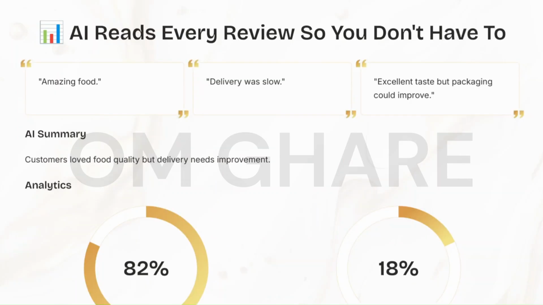The second AI-powered feature is the AI Review Analyzer. Restaurants often receive hundreds or thousands of customer reviews. Although these reviews contain valuable information, it is almost impossible for restaurant owners to manually read every single review and identify the common trends. To solve this problem, the Food Genie AI-based review analyzer system is built.